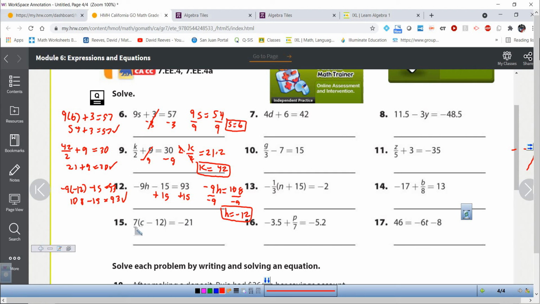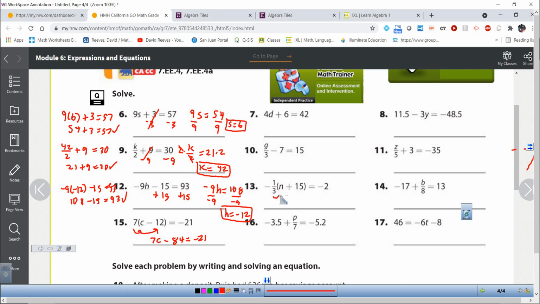Do you remember us learning the distributive property? All right, the distributive property said if you have a number outside the parentheses, you multiply what's inside the parentheses. 7 times c minus 7 times 12 is 84 is equal to negative 21. And then we're back to just a regular 2-step equation.